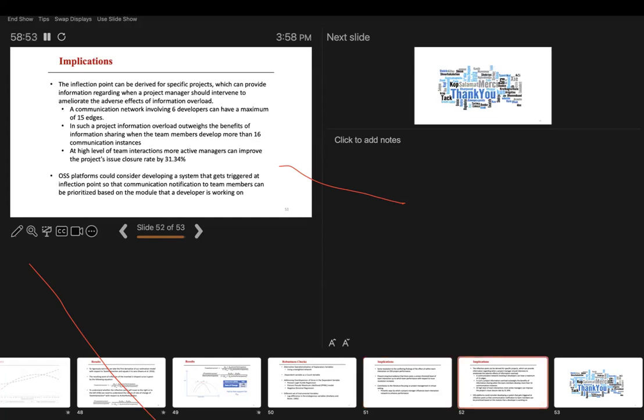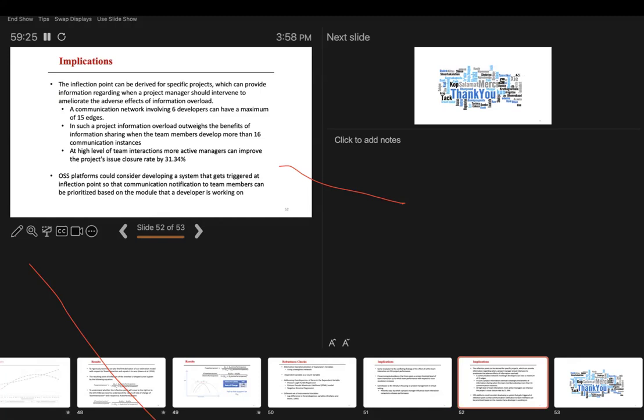The inflection point was derived for different projects. As an example, we looked at one of the projects which had 6 developers. In that project, we found that active participation at a high level by the project manager can improve the overall closure rate by 31%. So there is some quantitative analysis that we did to show how much project managers' active participation can contribute towards making the project successful from the issue closure rates perspective.